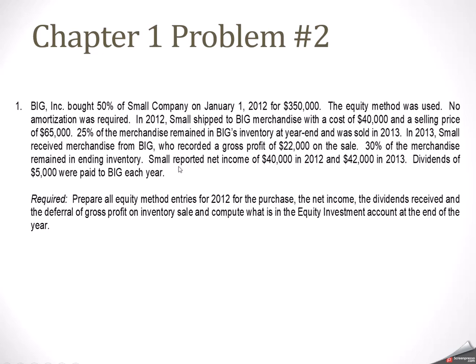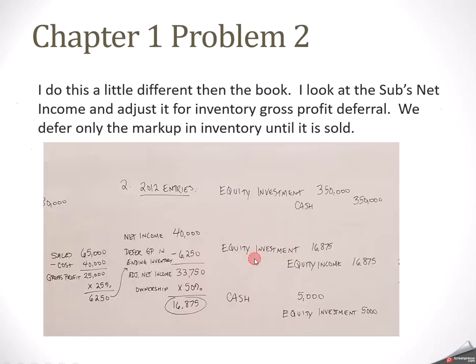Okay, then small reported net income of $40,000 in 2012, and then they paid dividends of $5,000 each year. So the equity investment is, we debit the equity investment for the price that we paid, $350,000, and we credit cash. Then here, we're going to record the equity income. Now notice though, I'm going to adjust it. Now you could do this in two separate entries if the problem is asking you to.